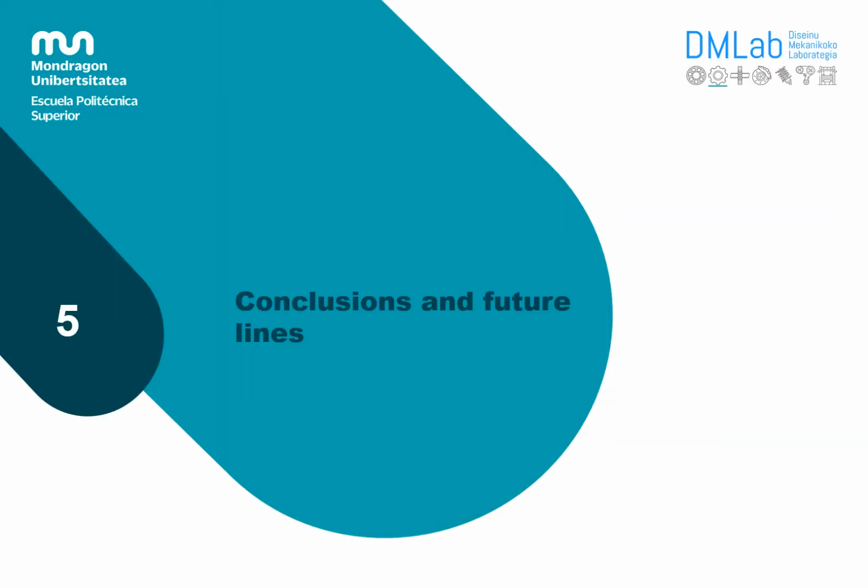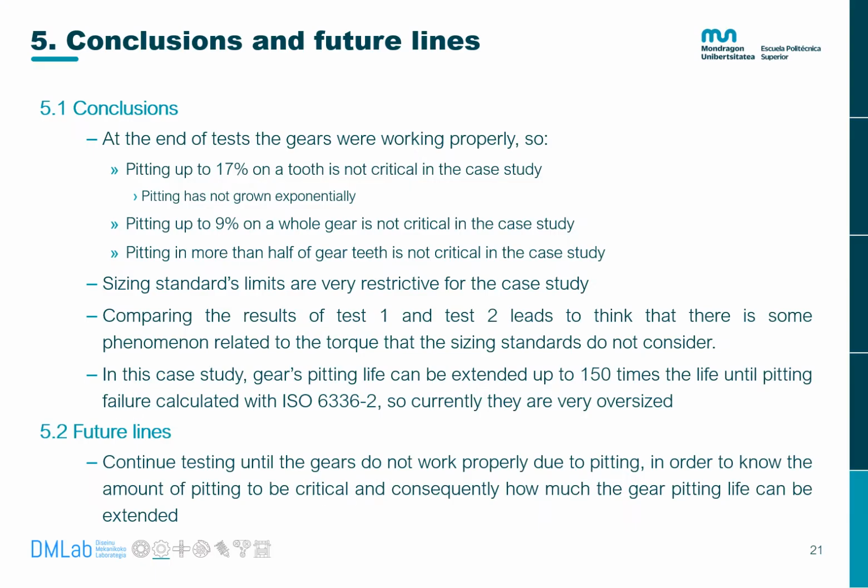Taking into account all these results, in the last chapter of the presentation, the obtained conclusions and future lines are presented. Regarding the conclusions, at the end of tests, the GRs were working properly, so pitting up to 17% on a tooth, pitting up to 9% on a whole GR, and pitting in more than half of GR teeth is not critical in the case study. In order to confirm that the GRs were working properly, vibrations, sound, and temperature have been measured during the test and no significant increase has been detected.